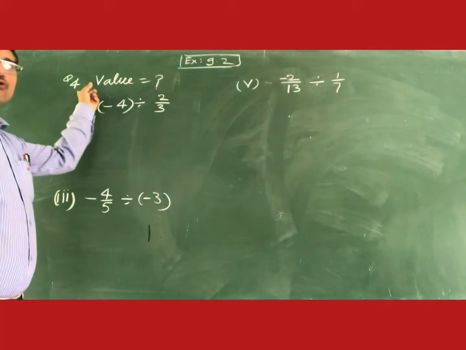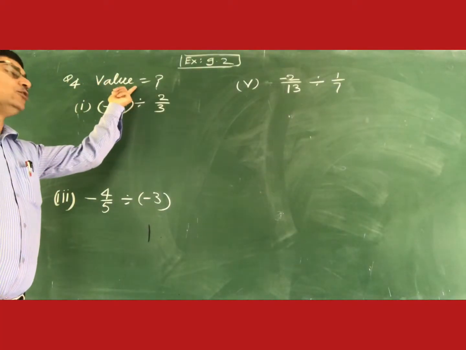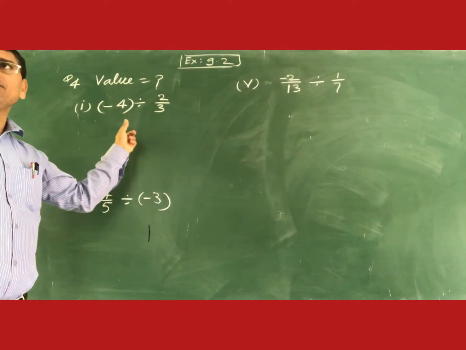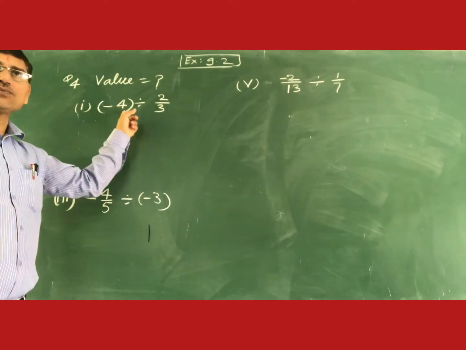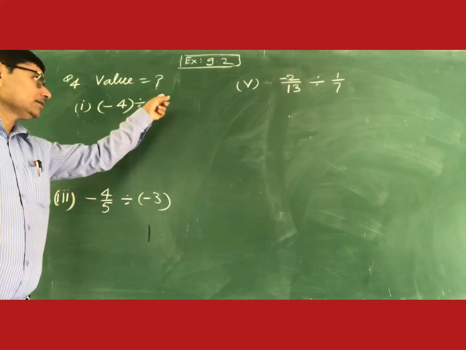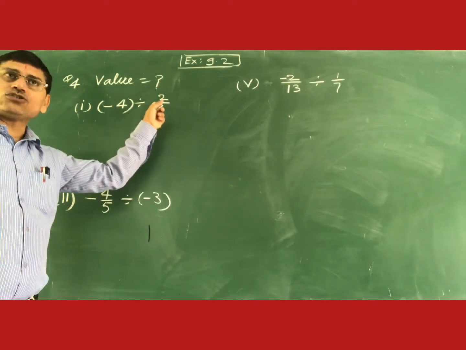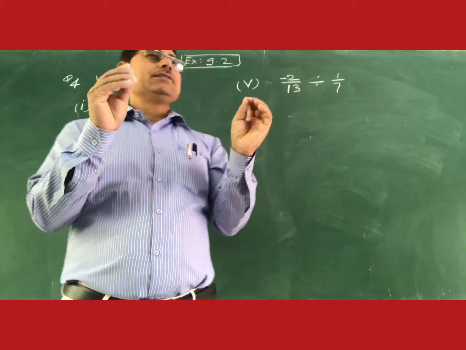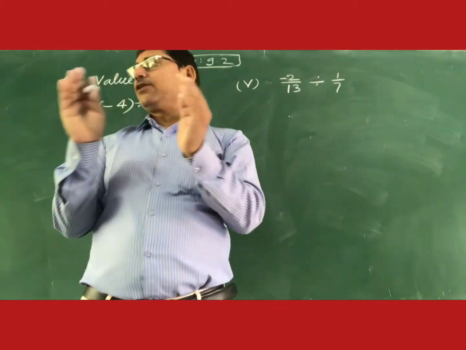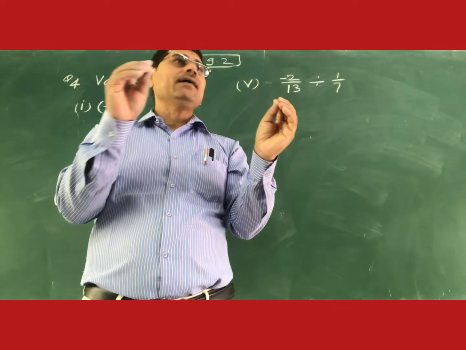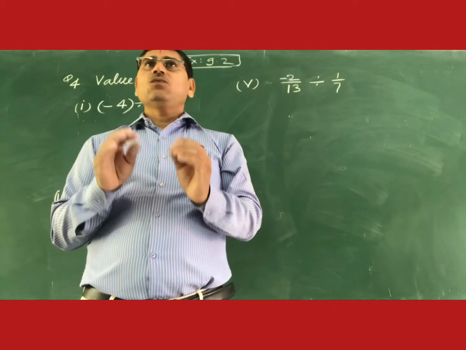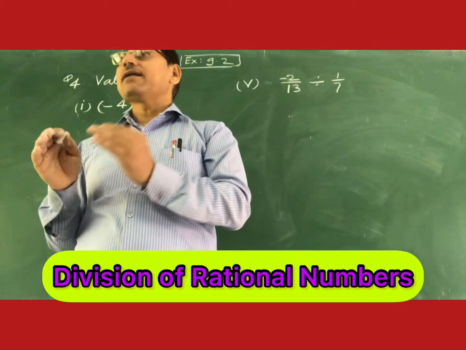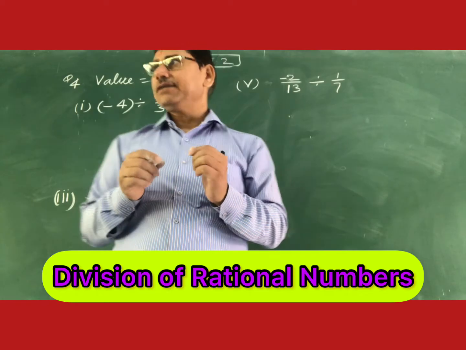In question number 4, find the value of this. This is the first part of question number 4. The question says minus 4 divided by this rational number, that is 2 by 3. So how can we divide? This is just like the method of multiplication, but one step is additional. One step is more here. What is the step? Try to understand.